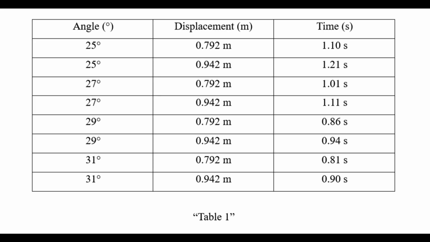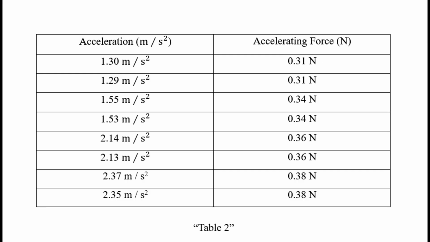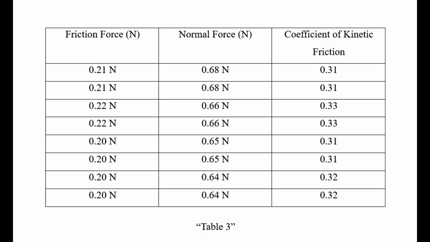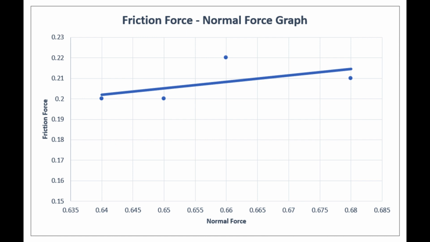These are the tables that I used in my final report. The first table includes data that I obtained during the experiment. Table 2 and Table 3 include data that I obtained from the previously mentioned equations. And this is the graph of friction force and the normal force. The slope of the baseline gives us the coefficient of kinetic friction in this graph, which is 0.31 in my experiment.